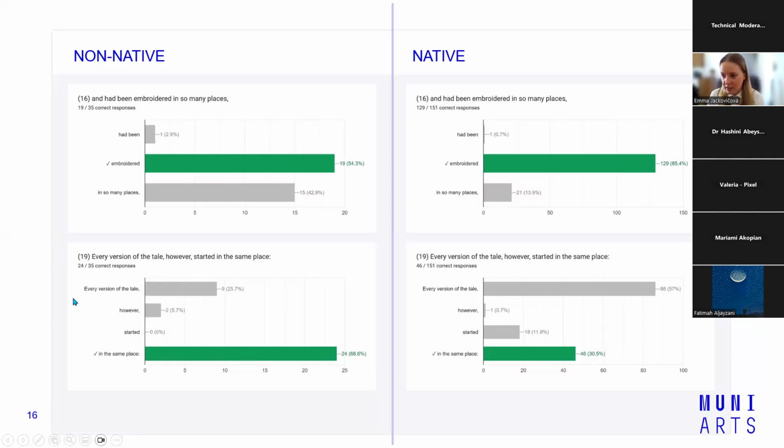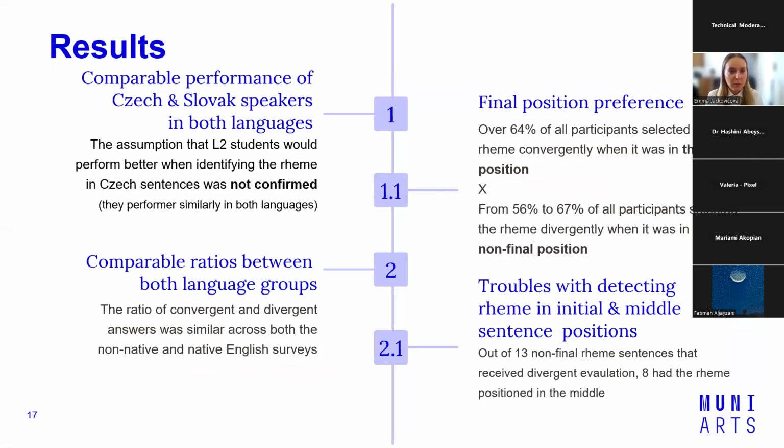When we take a look at the last example, every version of the tale, however, started in the same place. Again, there is an interesting preference of natives to choose the subject, every version of the tale, with 57% of responses. Let's move on to results.